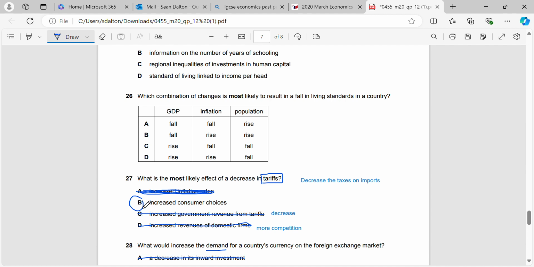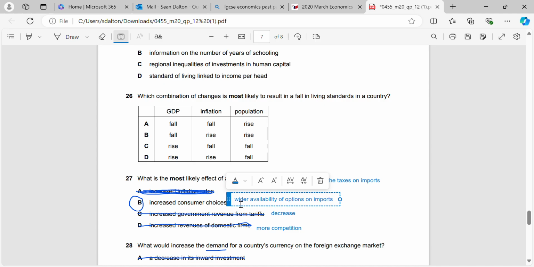But it will increase consumer choice because they will have a wider availability of options on imports. Okay, if the import prices come down, it means that it's now easier for us to import, so we get a wider choice of products.